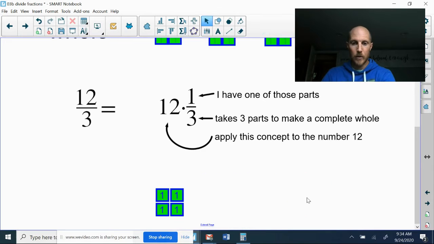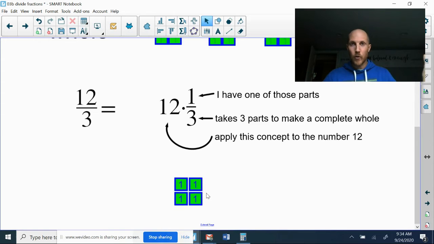So even though I had those to make a complete whole, I don't have a complete whole. I just have one of the parts. And starting from the original 12 blocks, when I split it into 3 groups, each of the groups got 4, and now I've only got one of these little parts, right? So 4. 12 divided by 3 equals 4. We knew that all along.